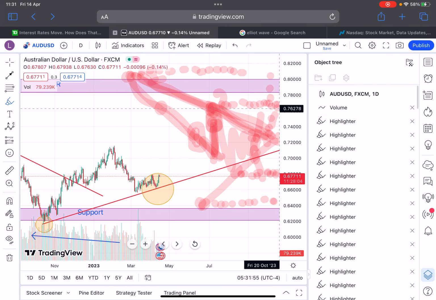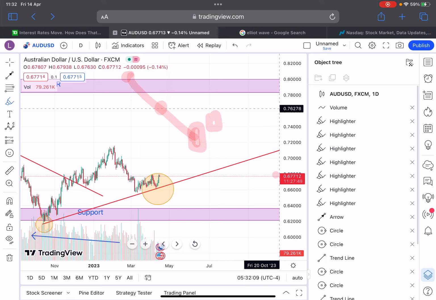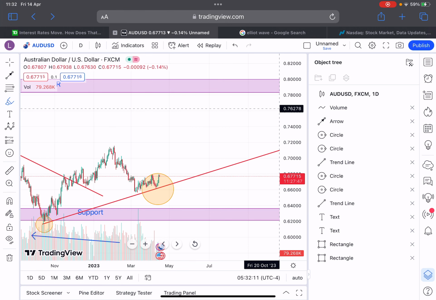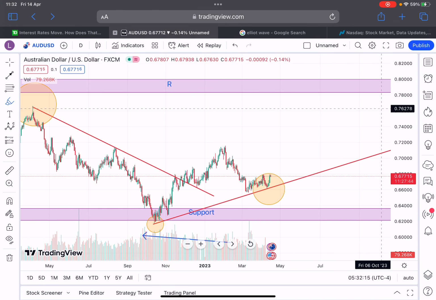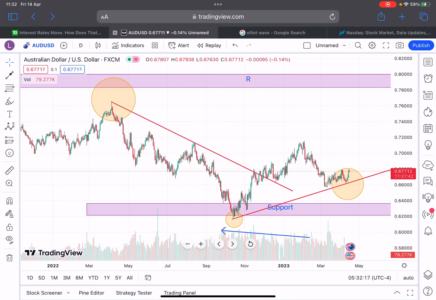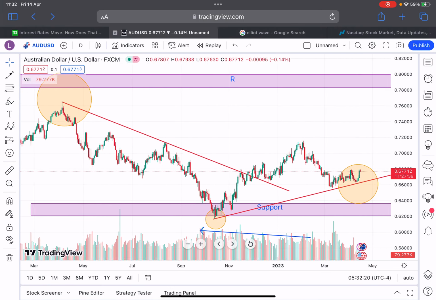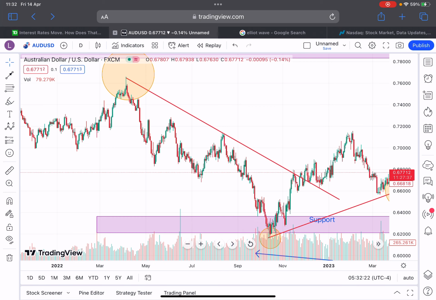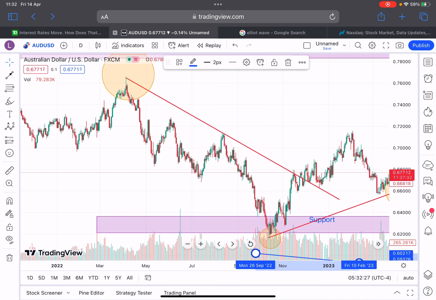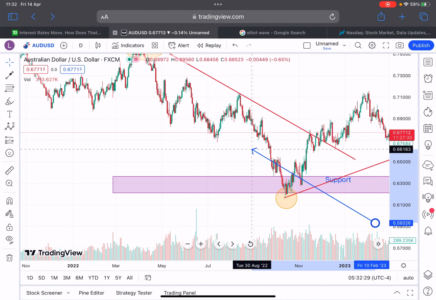So that is basically it. Let me delete and try to do what I just explained on the chart now. I'm done deleting. So this is what I see on my chart.